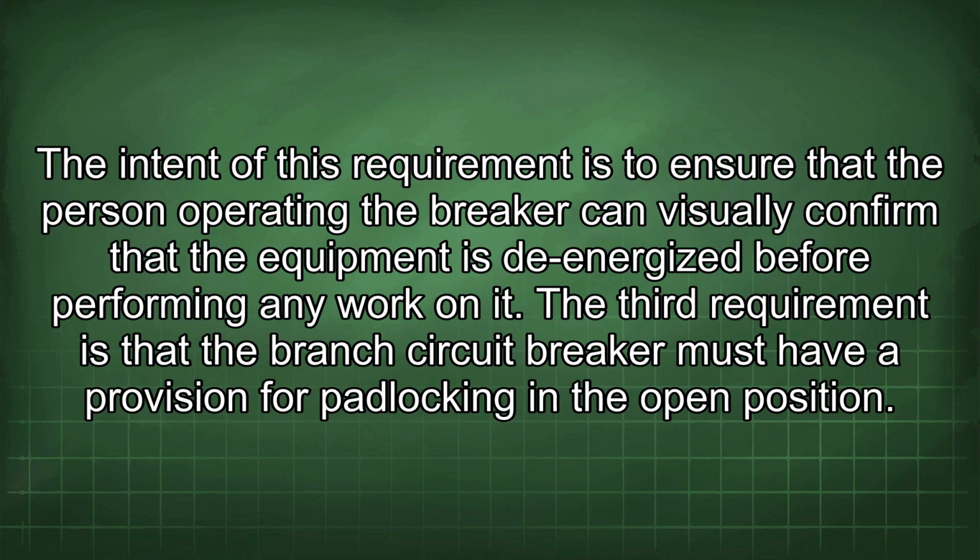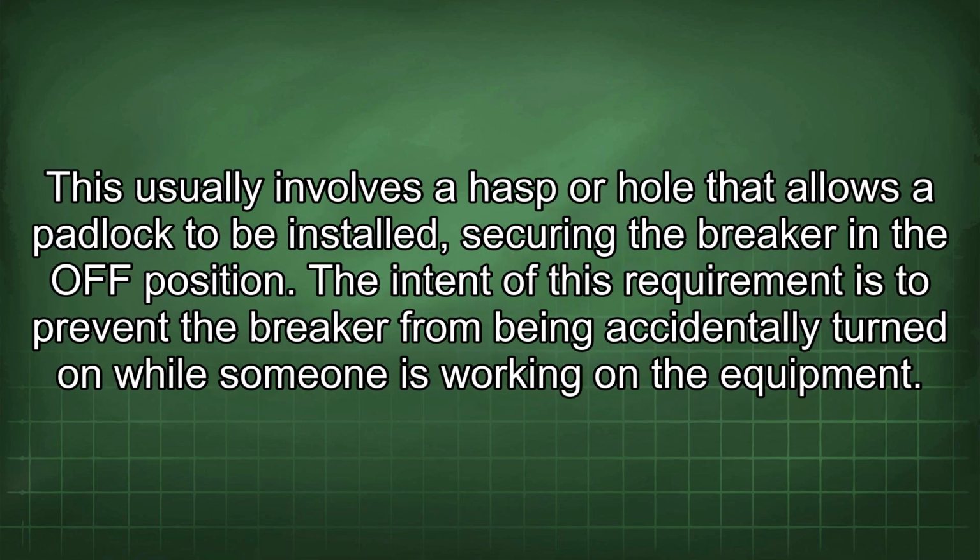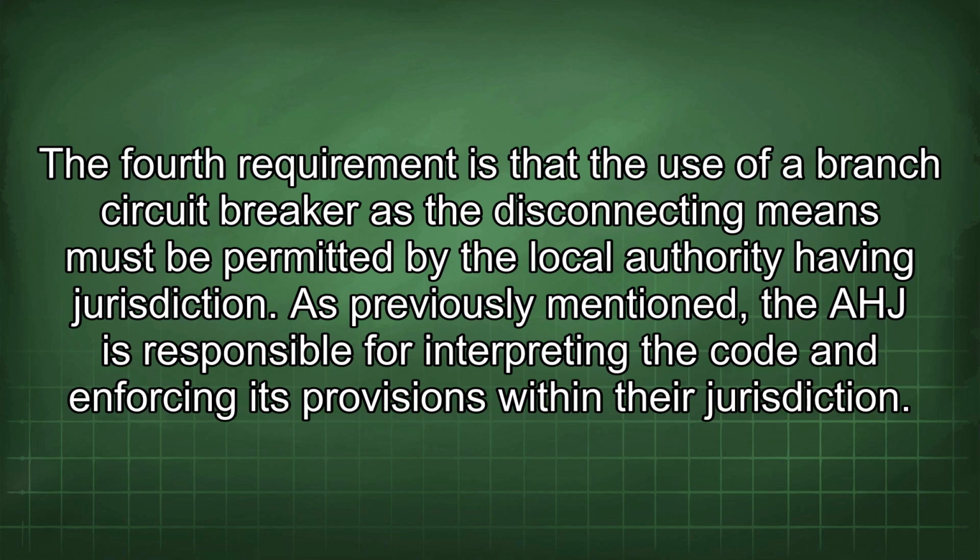The third requirement is that the branch circuit breaker must have a provision for padlocking in the open position. This usually involves a hasp or hole that allows a padlock to be installed, securing the breaker in the OFF position. The intent of this requirement is to prevent the breaker from being accidentally turned on while someone is working on the equipment.